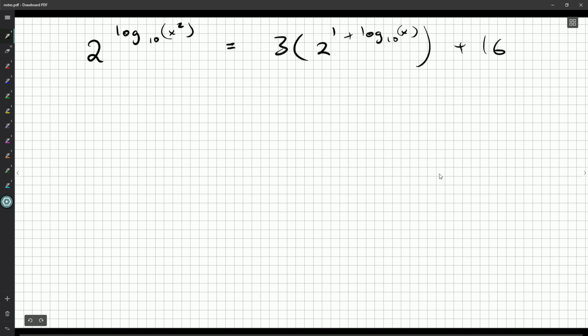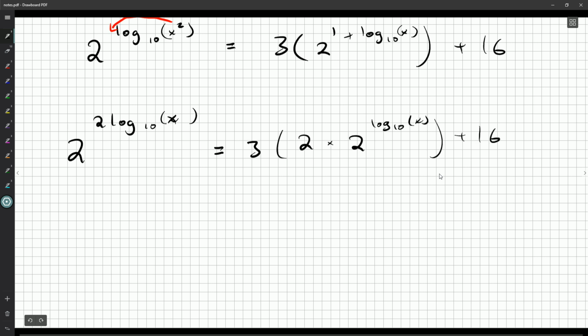I want to bring this 2 from the x squared out front, and that's a logarithm rule. If you got an exponent inside a logarithm, it can come outside as a multiplication out front. And that means we won't have an x squared in here. We'll just have log x. I'm going to split up the 2 to the 1 and the 2 to the log 10.